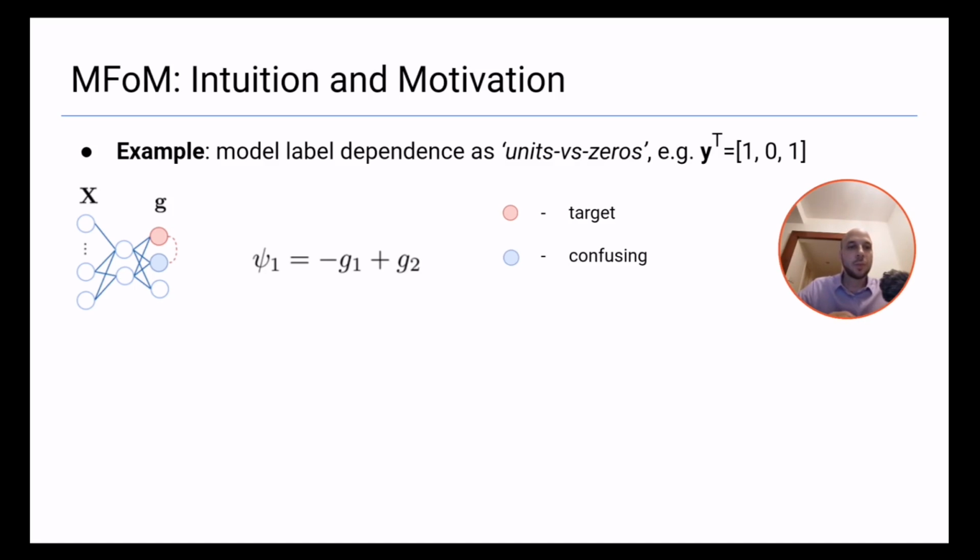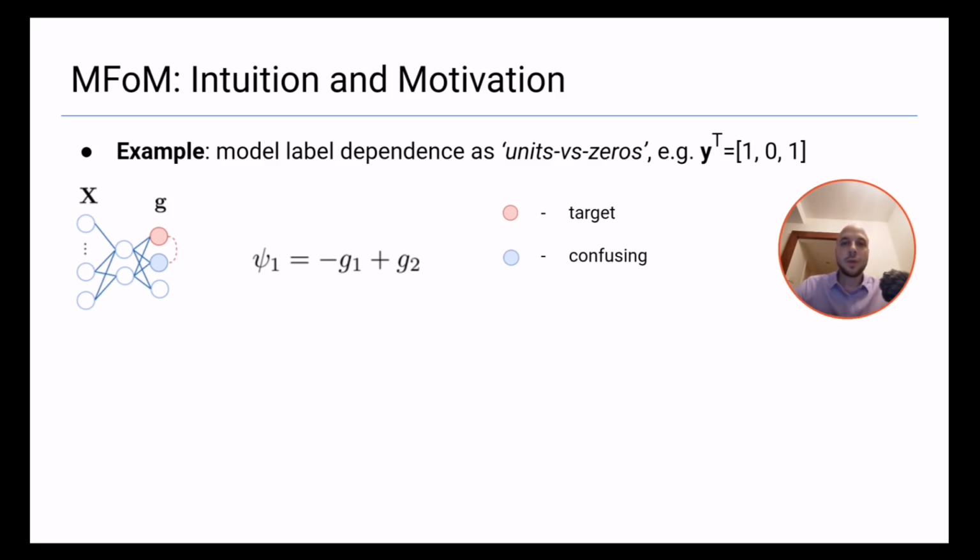First, let me introduce maximal figure of merit framework, its intuition and motivation. Let's consider example of a three-class classification model. We have input feature vector X, we have output vector G with three scores, one for each class. We also have vector of labels Y: 1, 0, 1. And now I describe how we can model score dependency.